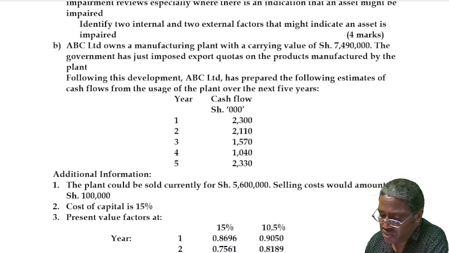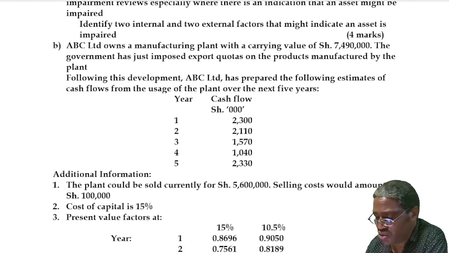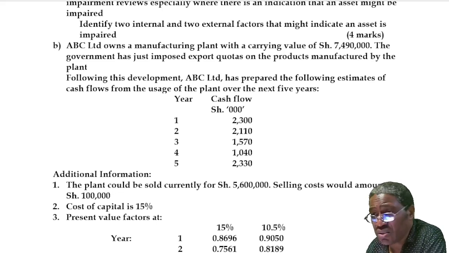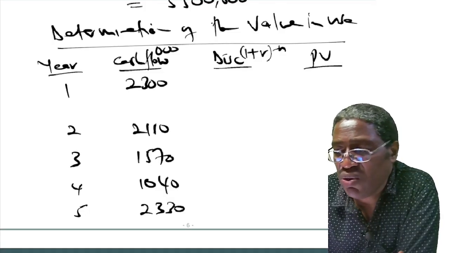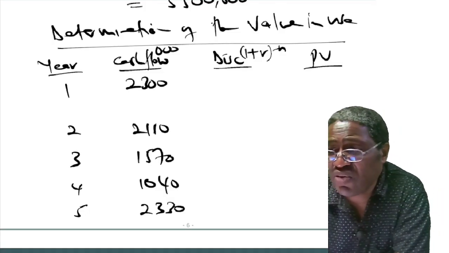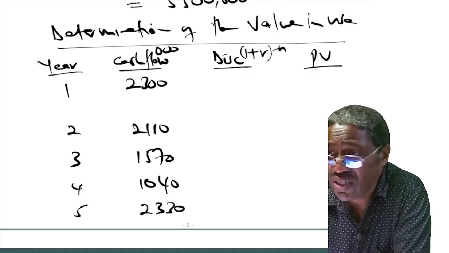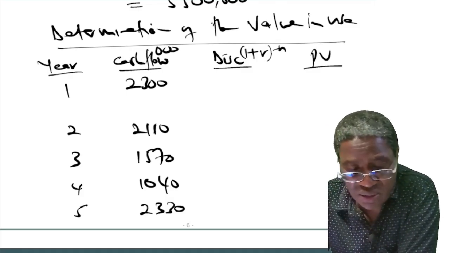First year it's 2,321, I'm using the thousands. Second year, 2,110. Third year, 1,570. Fourth year, 1,040. And fifth year, 2,330. Good. So copy those ones. Then we go and copy the discounting factors they have given us. But otherwise, if they don't give you, you have to calculate it.